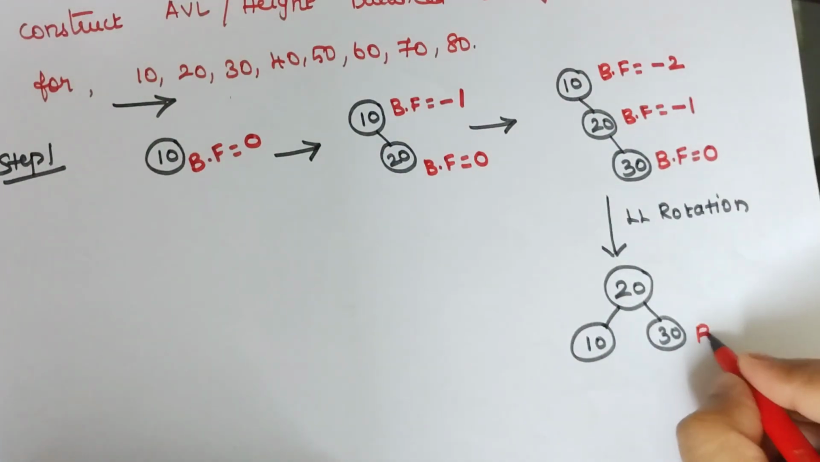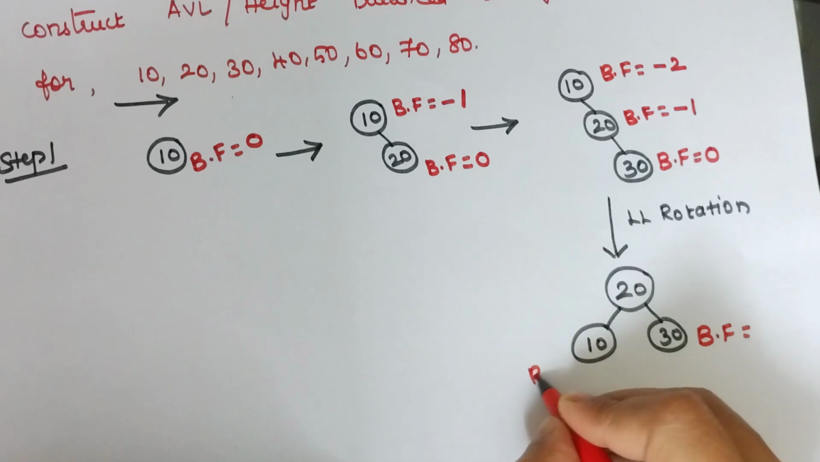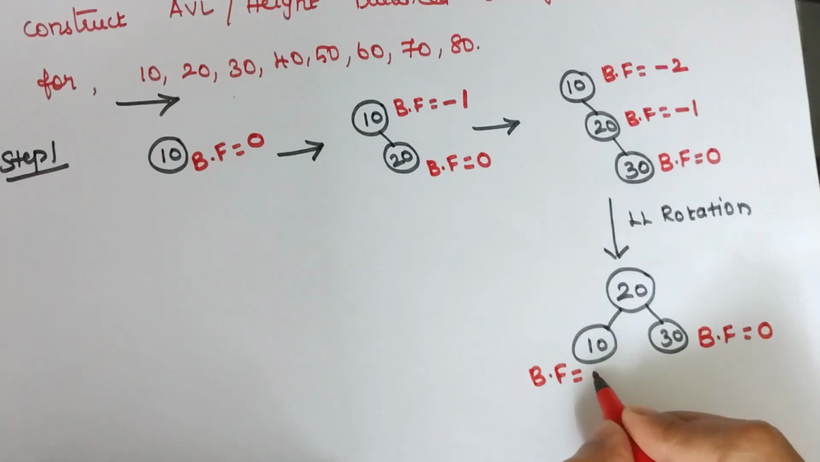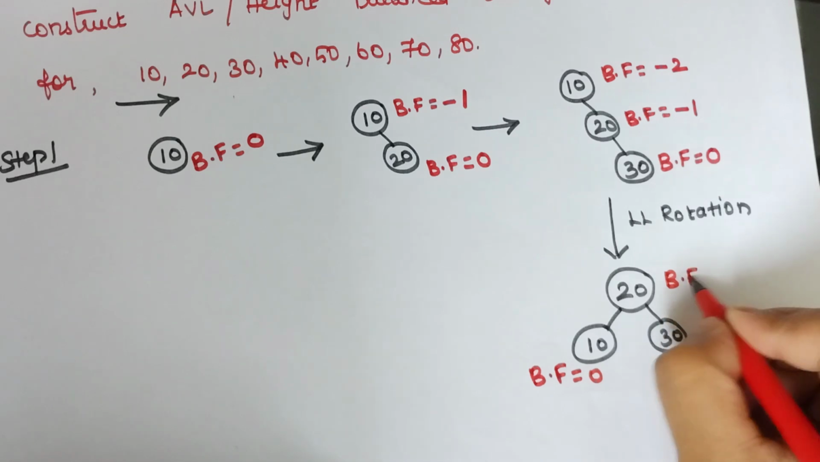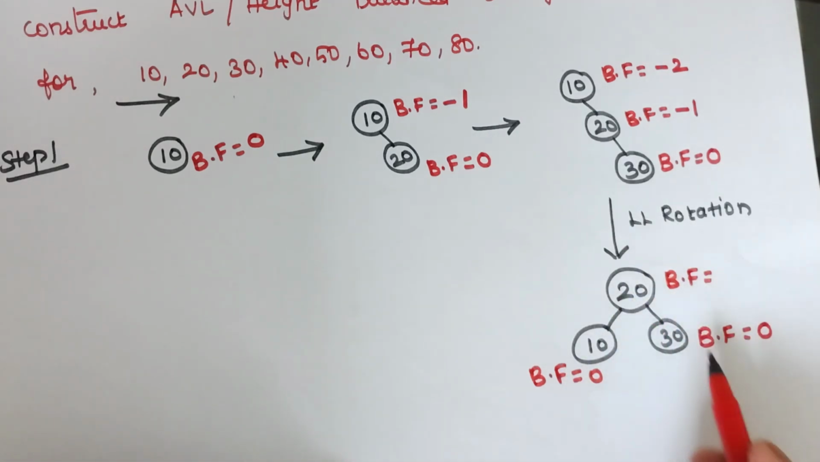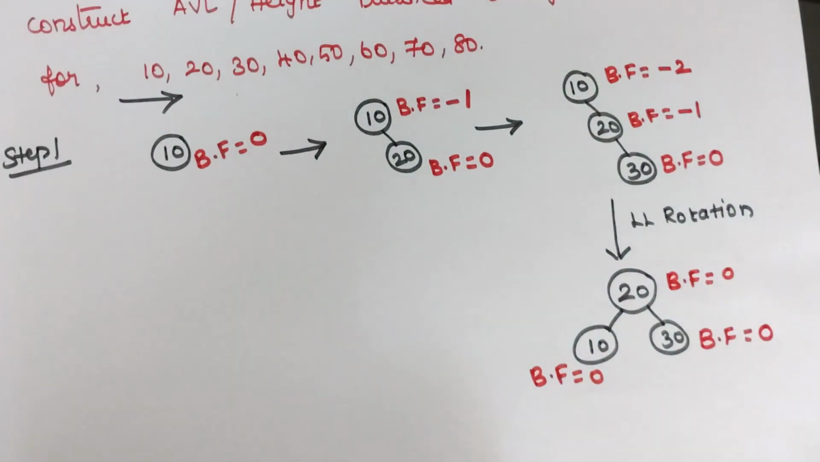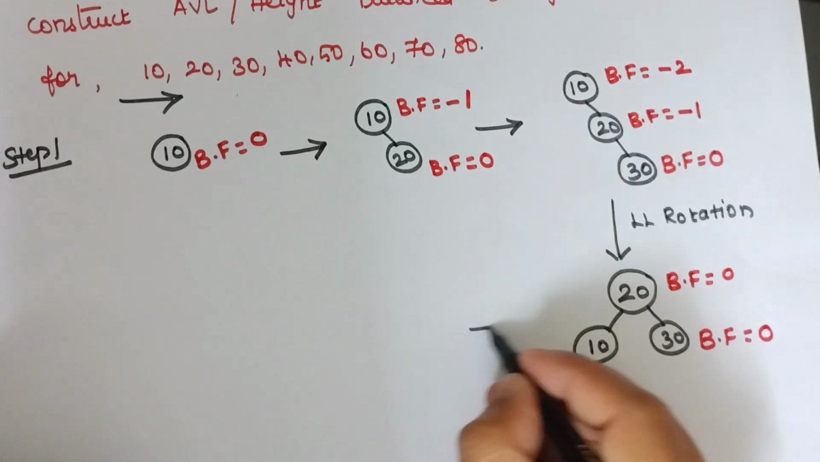But here again what you need to do, you need to find the balance factors for all these nodes. So what is the balance factor of 30? 0. Balance factor of 10? 0. What is the balance factor of 20? Again, height of left subtree minus height of right subtree. Height of left subtree is 1. Height of right subtree is 1 again. So 1 minus 1, 0. So the tree is balanced here. If the tree is balanced, so move to the next step.